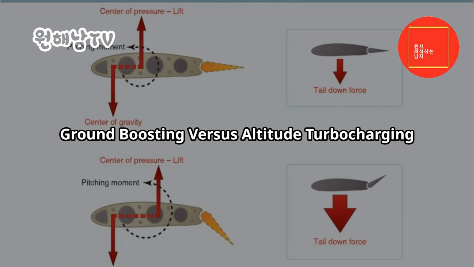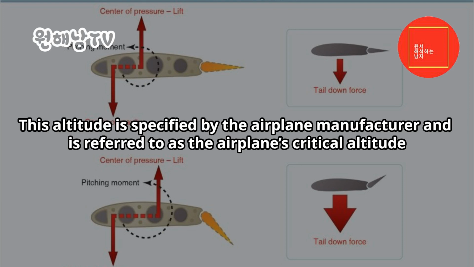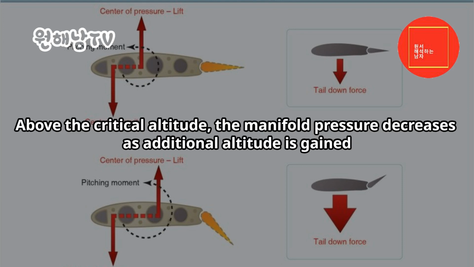Ground boosting versus altitude turbocharging. Altitude turbocharging, sometimes called normalizing, is accomplished by using a turbocharger that maintains maximum allowable sea level manifold pressure, normally 29 to 30 inches Hg, up to a certain altitude. This altitude is specified by the airplane manufacturer and is referred to as the airplane's critical altitude. Above the critical altitude, the manifold pressure decreases as additional altitude is gained.